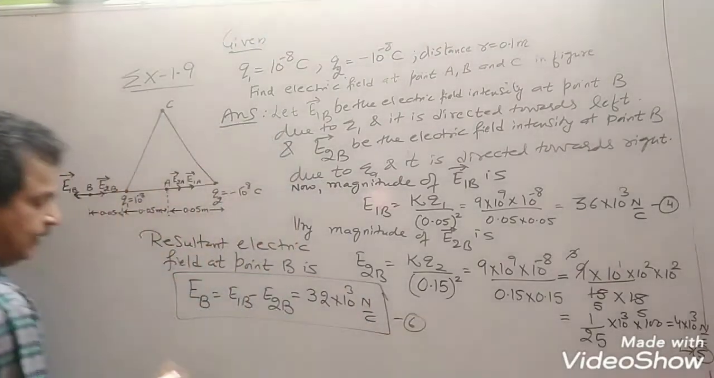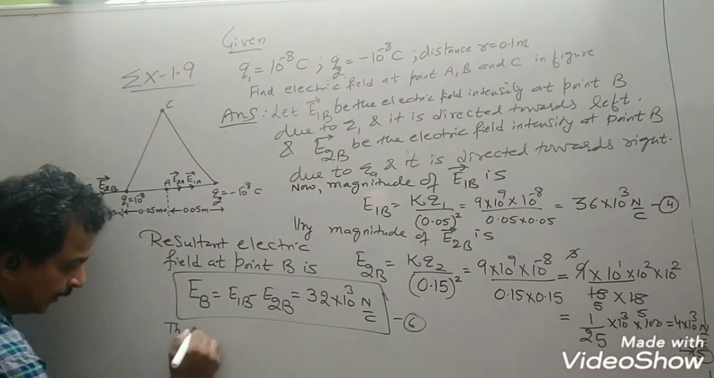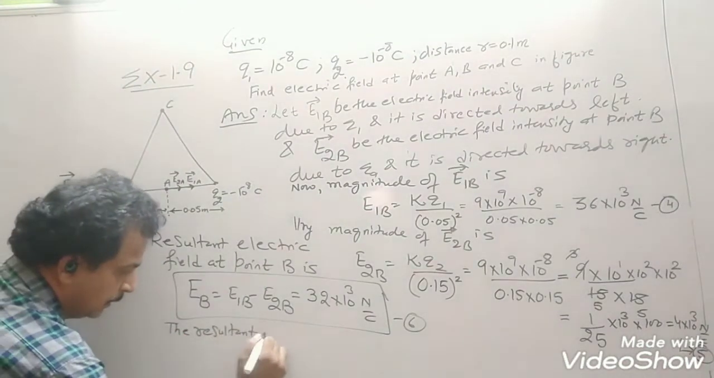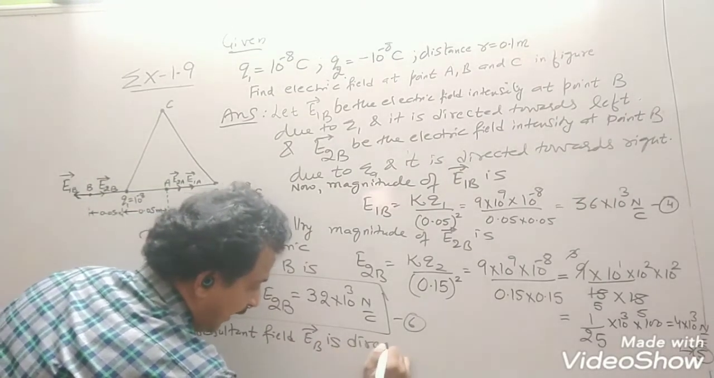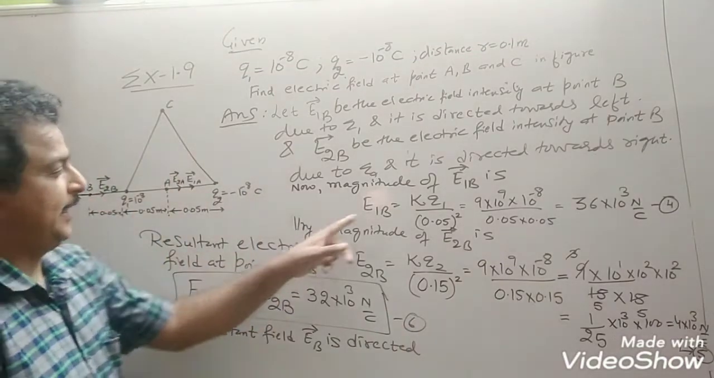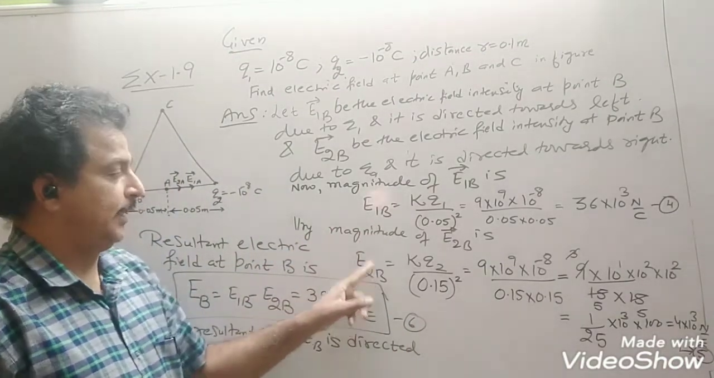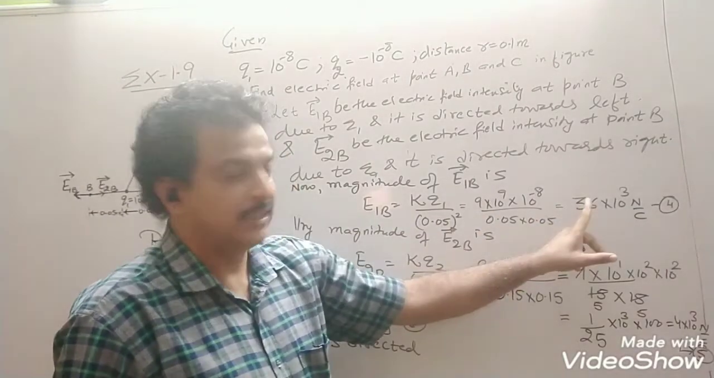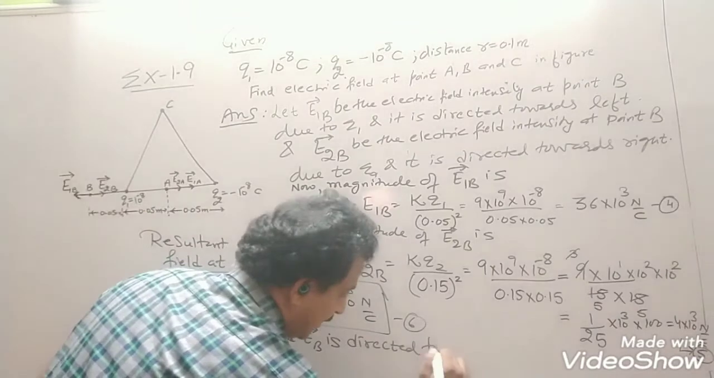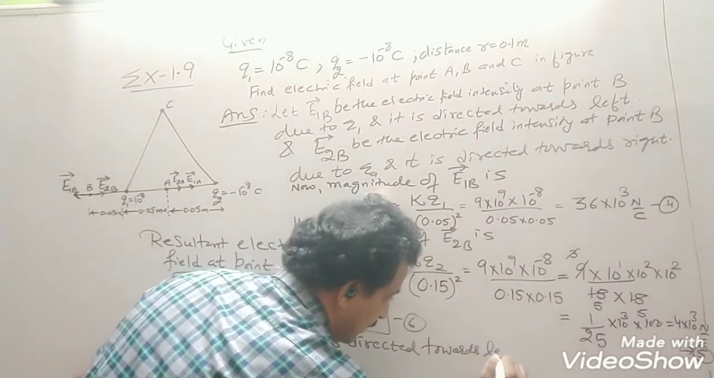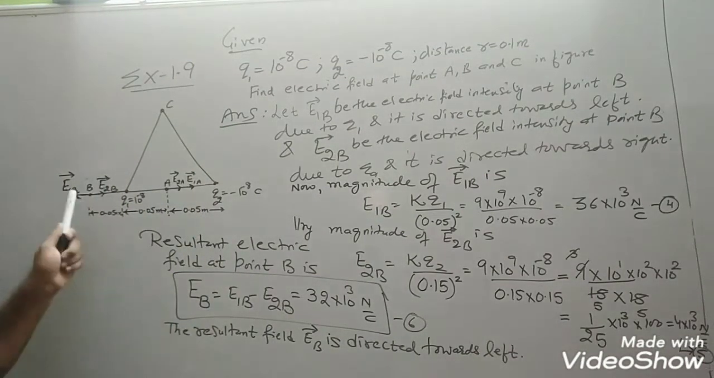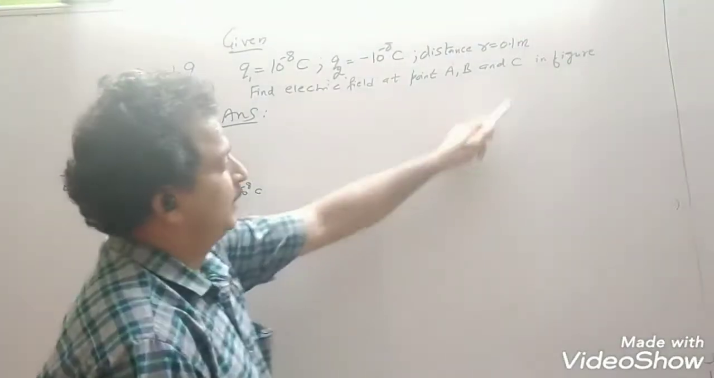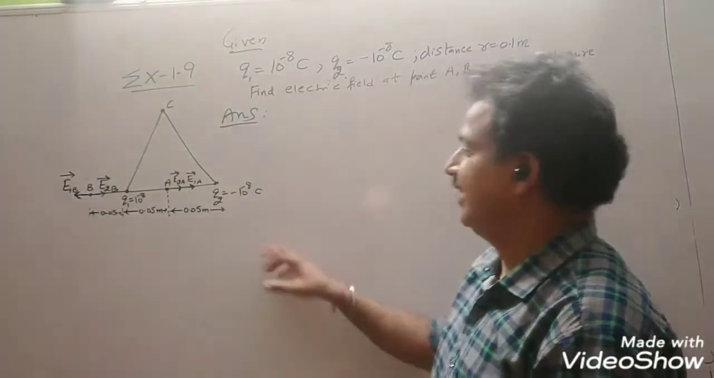That is equation 6. And the resultant field EB vector is directed, now this E1B is towards left, this is towards right. The magnitude is more towards left, so the resultant is directed towards left. So this is how we calculate the resultant field intensity at point B. Now the third part is to find out the resultant electric field intensity at point C.